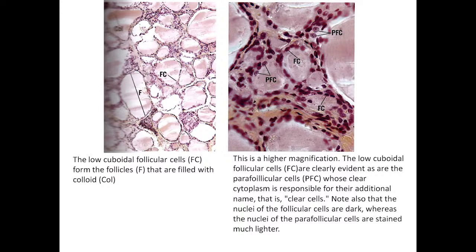In the left picture, the low cuboidal follicular cells, FC, form the follicles that are filled with colloid. To the right, this is high magnification. The low cuboidal follicular cells are clearly evident, as are the parafollicular cells, whose clear cytoplasm is responsible for their additional name, that is, clear cells. Note also that the nuclei of the follicular cells are dark, whereas the nuclei of the parafollicular cells are stained much lighter.